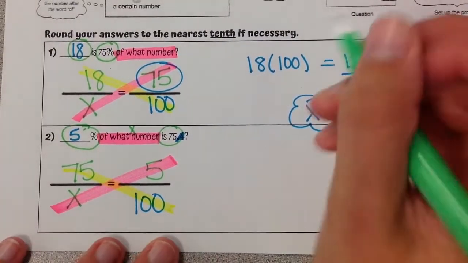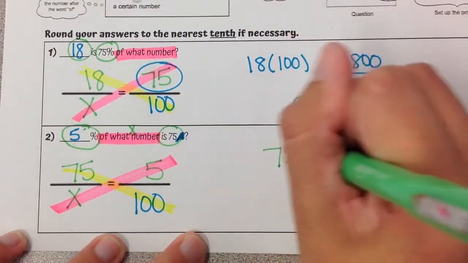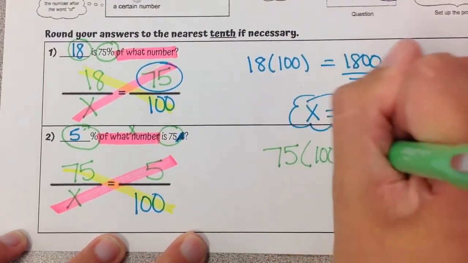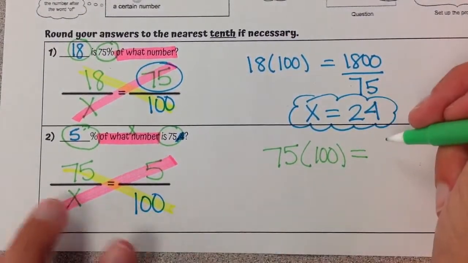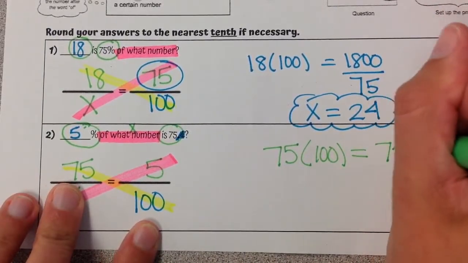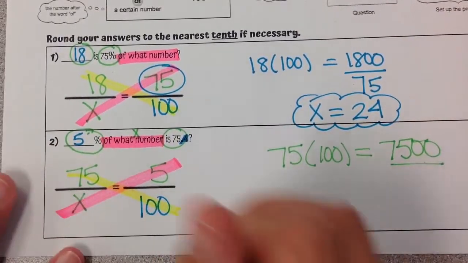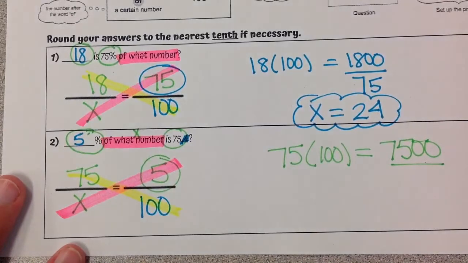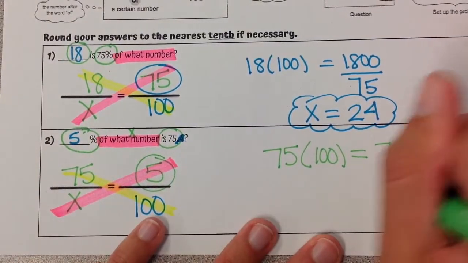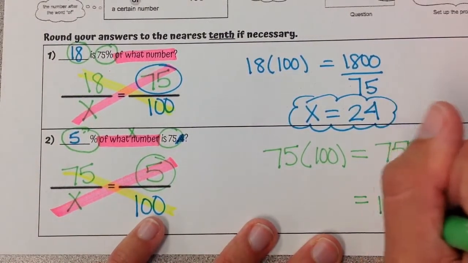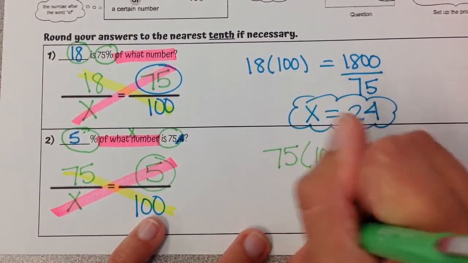So I'm going to multiply 75 times 100. Since that's in the same diagonal together, we get 7,500. Divide by the number that's in the same diagonal as the variable, which is 5. And we get 1,500.